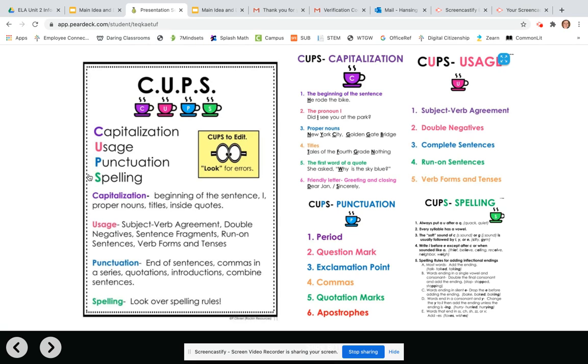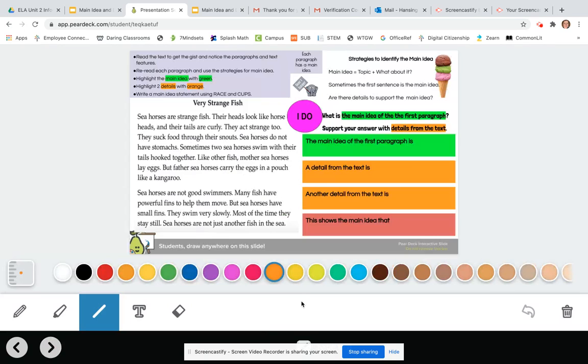Punctuation and spelling. Now let's go ahead and take a look at our paragraph. We're going to answer the question, what is the main idea of the first paragraph? And we're going to support the answer with details from the text.